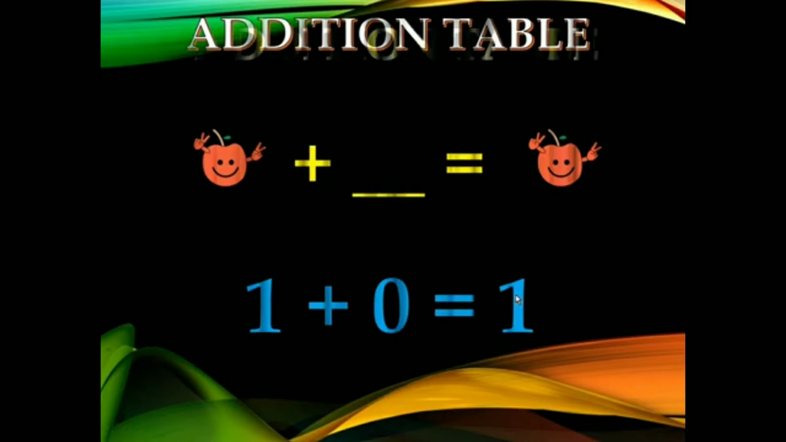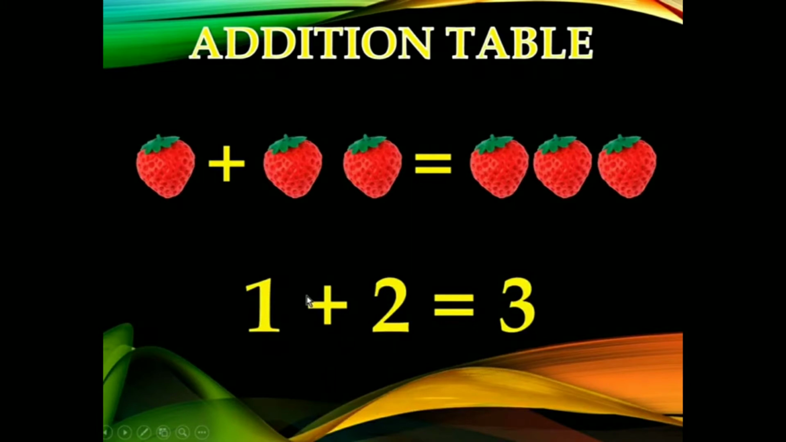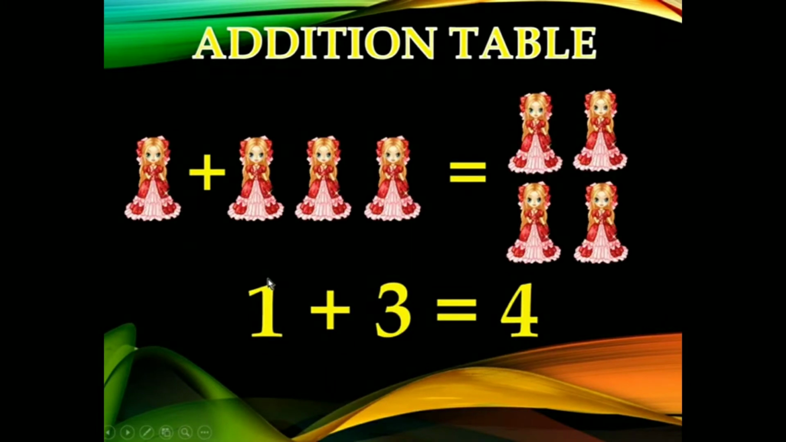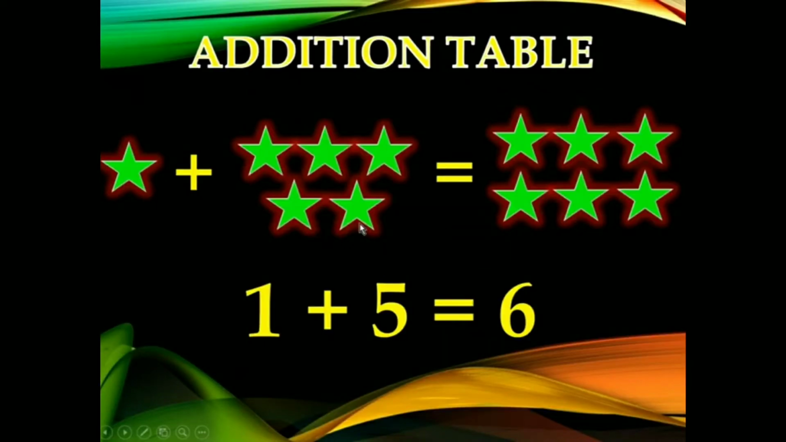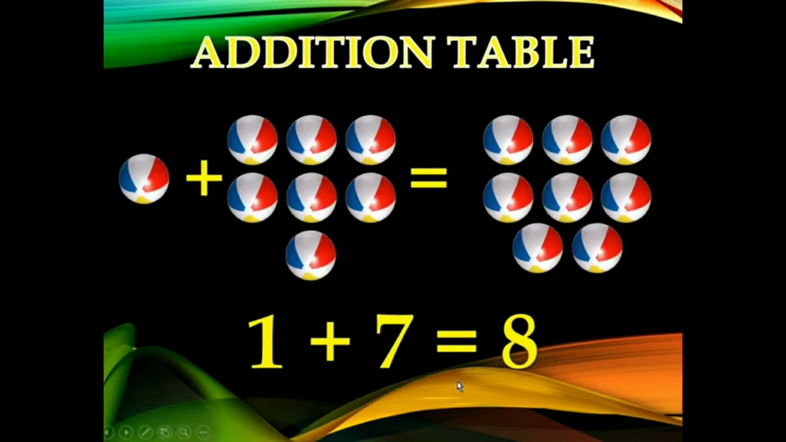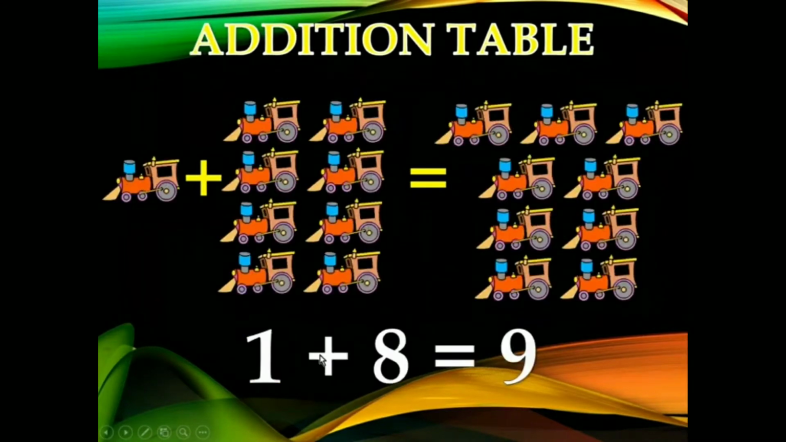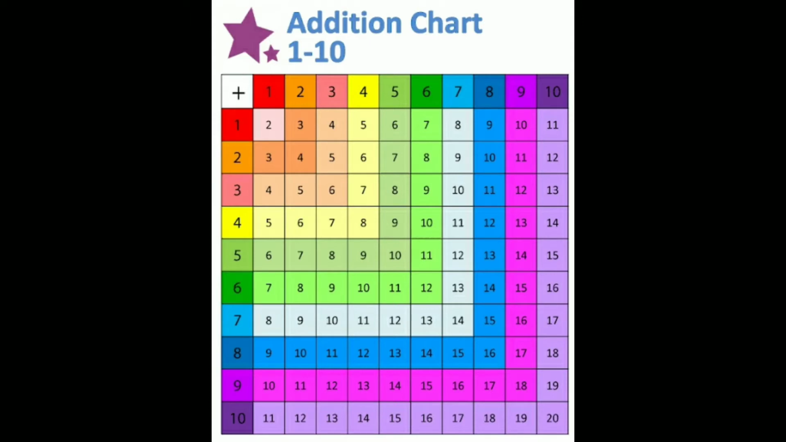1 plus 0 is equal to 1. 1 plus 1 is equal to 2. 1 plus 2 is equal to 3. 1 plus 3 is equal to 4. 1 plus 4 is equal to 5. 1 plus 5 is equal to 6. 1 plus 6 is equal to 7. 1 plus 7 is equal to 8. 1 plus 8 is equal to 9. And 1 plus 9 is equal to 10. And similarly, this is the addition table chart. You can see it here. Similarly for all the other numbers.